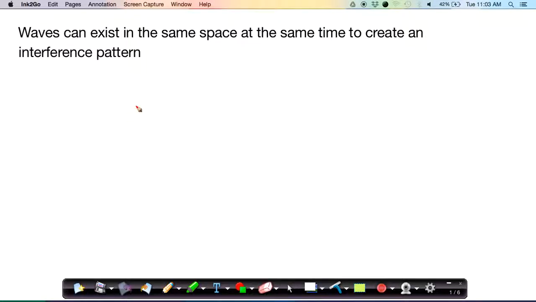Hello everyone. In today's lesson we're going to talk about interference and interference patterns. So the first thing we have to understand to discuss interference is that waves, unlike particles, can exist in the same space at the same time. If you think about something that is a particle, like a golf ball, two golf balls can't occupy the same space at the same time. They can't be superposed, as we might say.